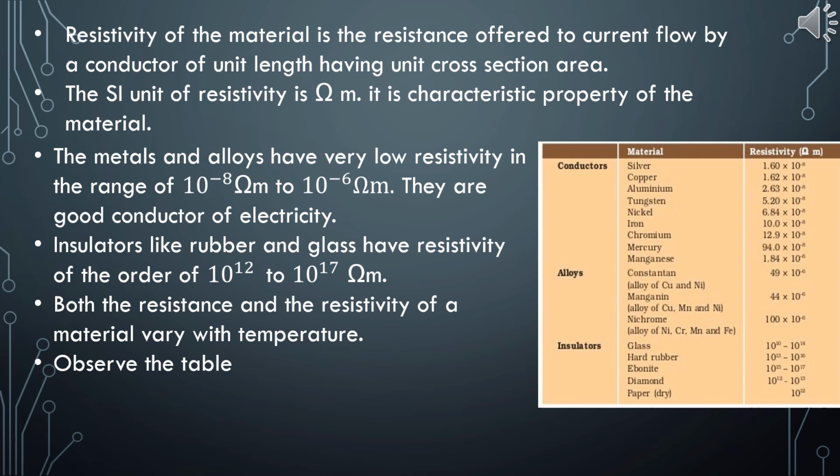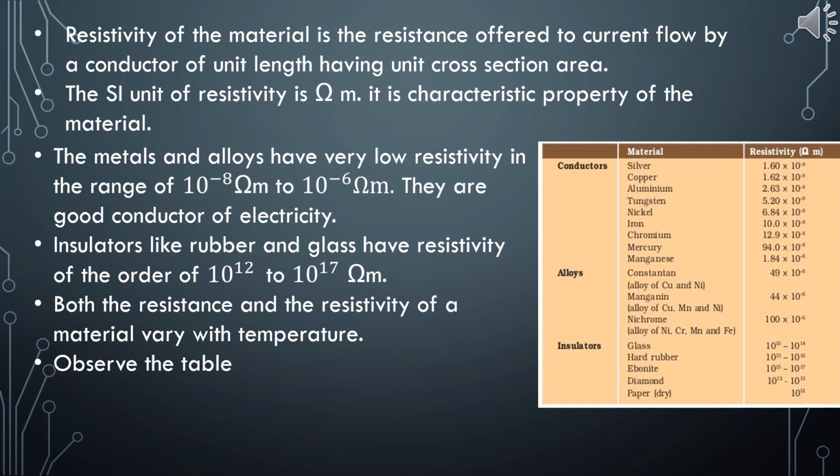It is a characteristic property of the material which depends on unit length and unit cross-section area. That is the reason resistivity of all material is constant. Resistivity of a material will never change. There are some examples given. Let us see the table beside and understand the concept which I am going to tell you now.